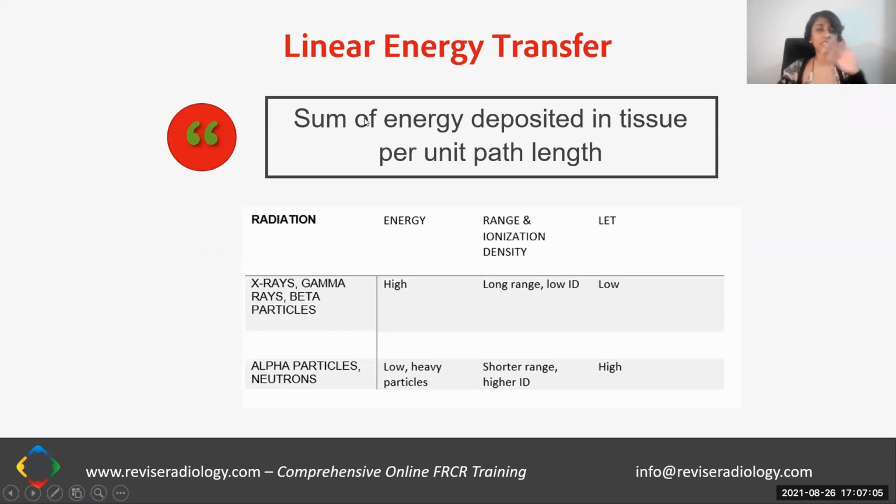One of these terms is linear energy transfer. This is a term which describes the sum of energy deposited in tissue per unit path length by the radiation. And as we can see in the table here, the different radiations have different linear energy transfer. Radiations such as X-rays, gamma rays, and beta particles, which are nothing but electrons, have a low LET, whereas more massive particles such as alpha particles and neutrons have a higher LET. This is something that we'll take into account when we look at the effect of these radiations on the body.